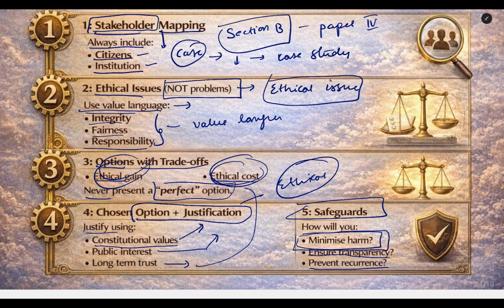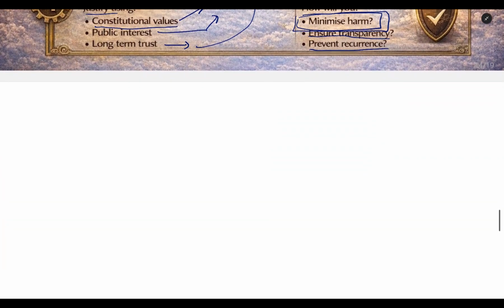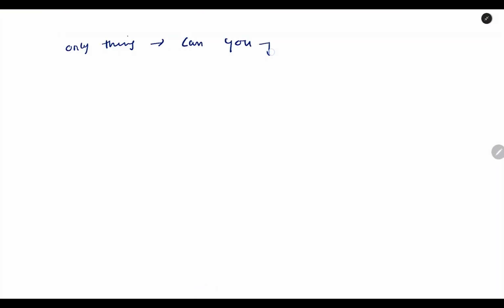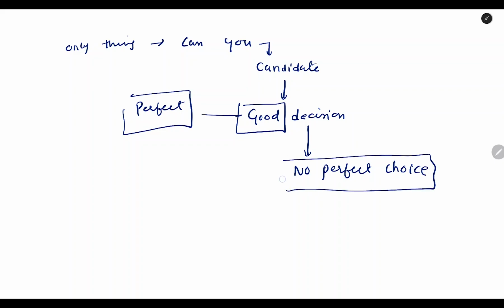If you want a simple explanation of this and how you can write a step-by-step answer for case studies, let us see. UPSC is asking only one thing: can a candidate take a good decision? Here, good, not perfect. A good decision when there is no perfect choice. Whenever there is a perfect choice, that is not an ethical dilemma or case study. I hope you are getting my point.